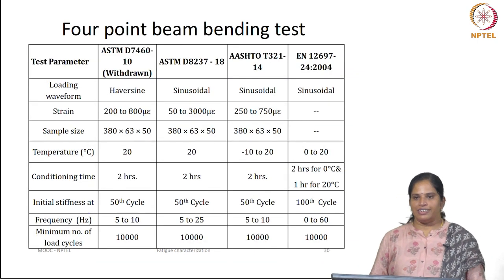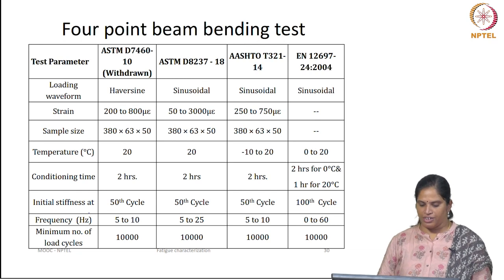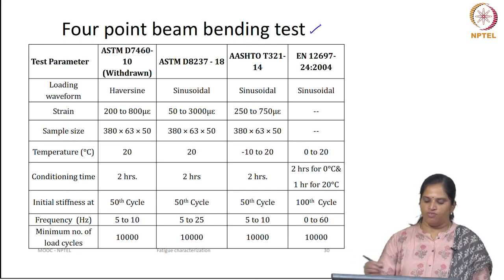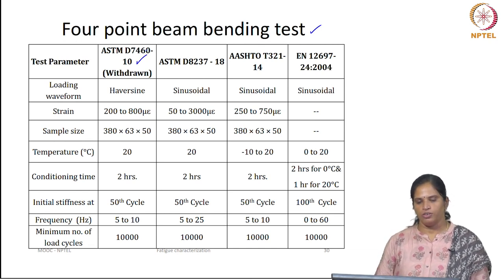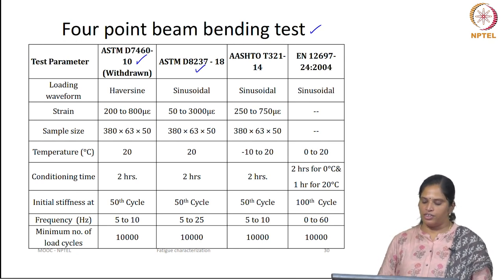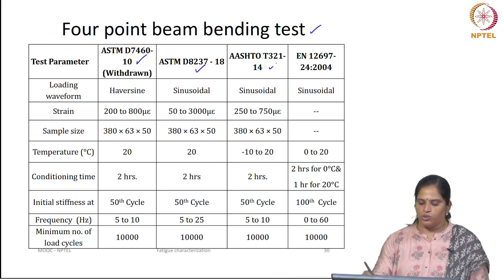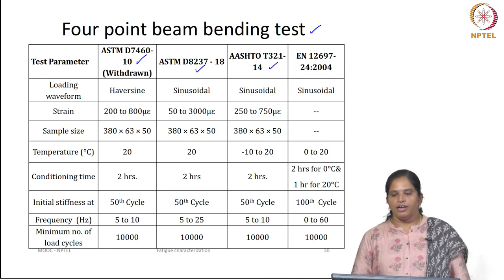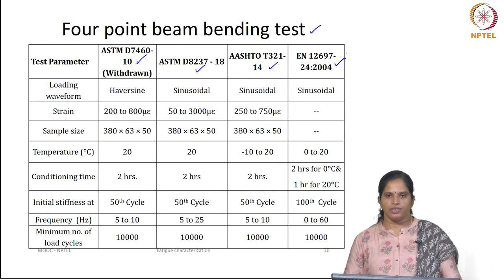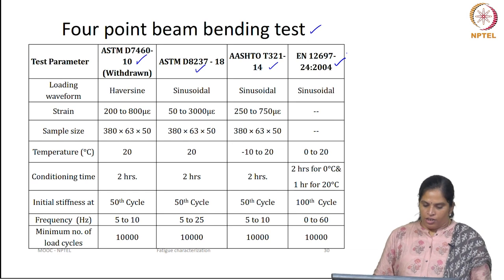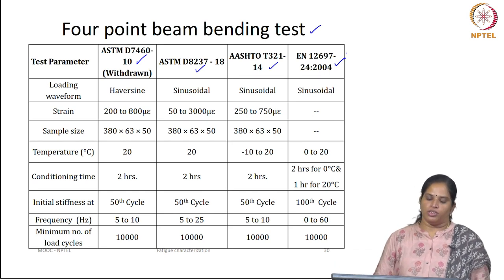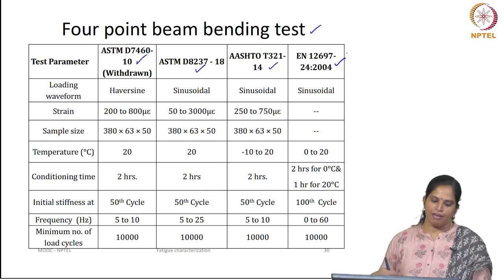See, there are four standard test methods available for conducting a 4-point beam bending test. If you see the four standards, one is ASTM D7460, a 2010 standard, but it has been withdrawn now. Another is ASTM D8237, a recent standard, 2018. The next is AASHTO T321, 2014, and the European standard, EN 12697-24. So now let us compare these four standards across various test parameters. One is loading waveform.